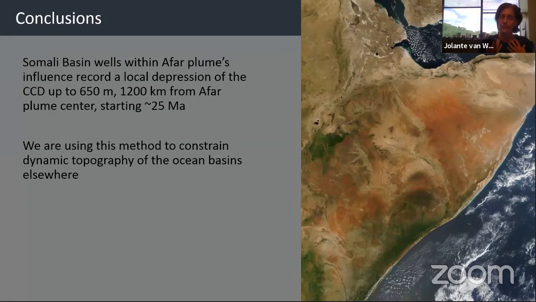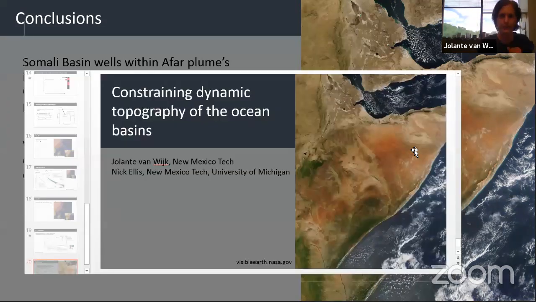So to conclude, the Somali Basin wells within the Afar plume's influence record a local depression of the CCD, which we interpret as a dynamic uplift of the ocean floor of about 650 meters. And this is 1,200 kilometers away from the Afar plume impingement center. And this started about 25 million years ago, so that means that the Afar plume probably impinged upon the base of the lithosphere of Eastern Africa around this time, or maybe a few million years earlier. Now, we're currently using this method to constrain dynamic topography of the ocean basins globally, and we're focusing here also on mantle plume locations. And this is all that I had for you today.